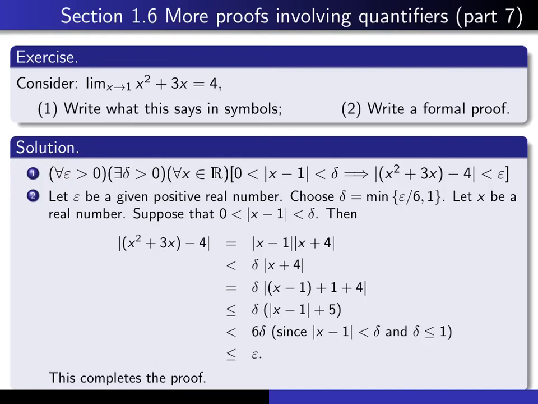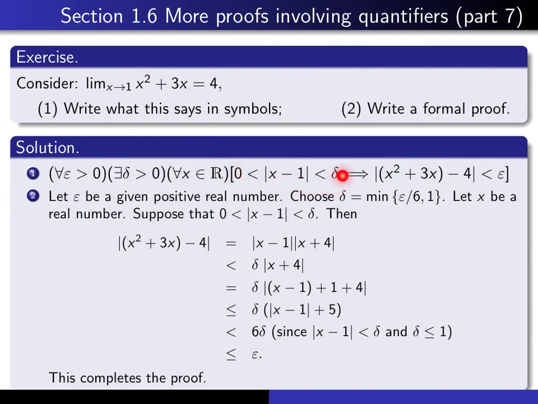Okay, here you see my proof. As I read my proof, follow along from left to right and see if I'm doing what I said I was going to do. First sentence should be, let epsilon be a given positive real number. Here, I have to now choose my delta, and remember I said choose delta to be the minimum of epsilon over 6 and 1. Then, let x be a given real number.